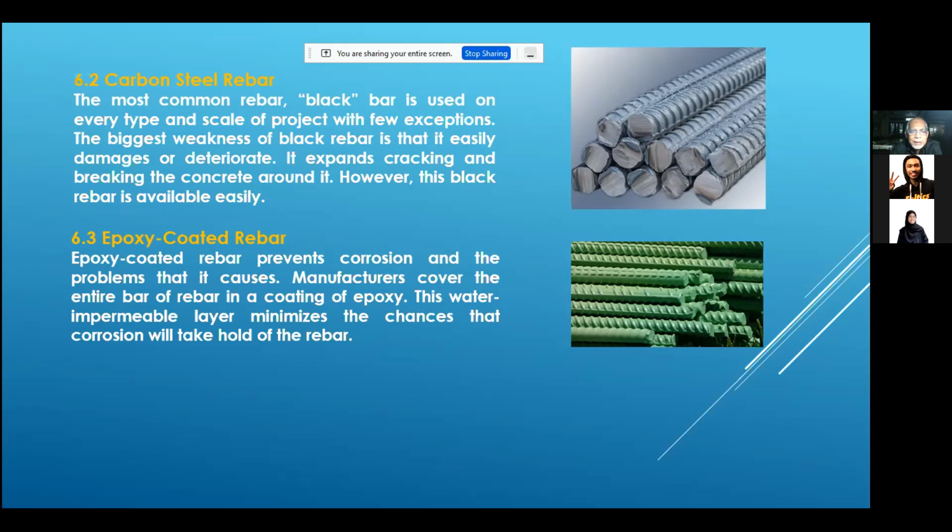Okay, basically to prevent corrosion, manufacturers cover the entire bar with epoxy coating. This water impermeable layer minimizes the chances of corrosion taking hold of the rebar. But just for info, Canada, Quebec City, banned this epoxy coated rebar because due to the handling, some of the rebar was damaged.